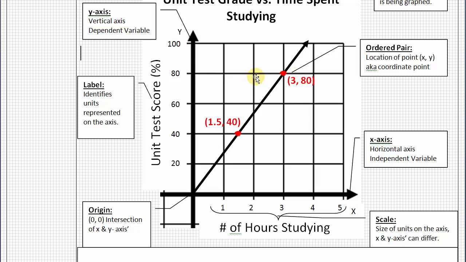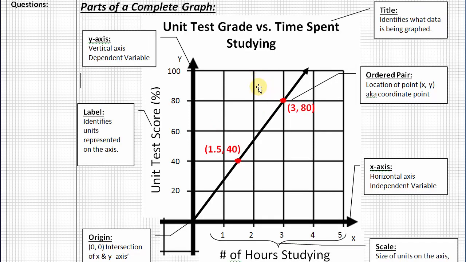So those are the important parts of our graphs. We always need a title. We need to make sure the x-axis and the y-axis are always labeled x and y. We need to label what the data represents on both the y-axis and the x-axis, keeping a consistent scale, although we can use one scale on the x-axis and a different scale on the y, and we plot our ordered pairs there. So when you're turning in a final draft of a graph representing data, you need to make sure that you have all of these parts of a complete graph.